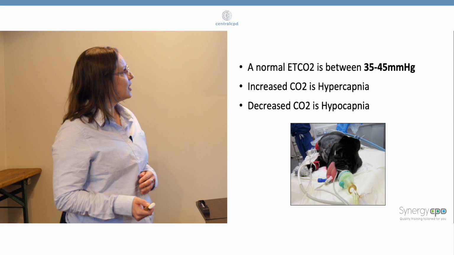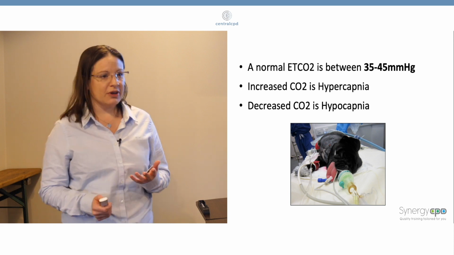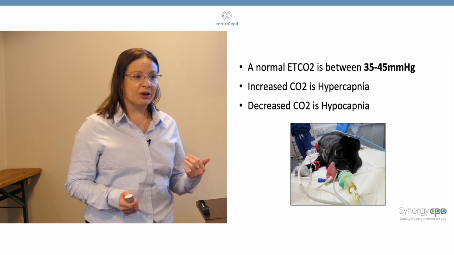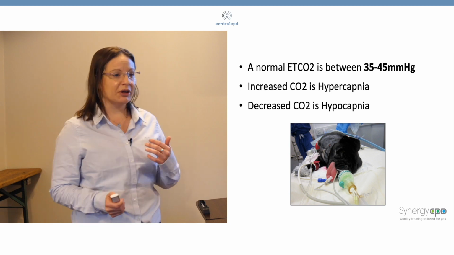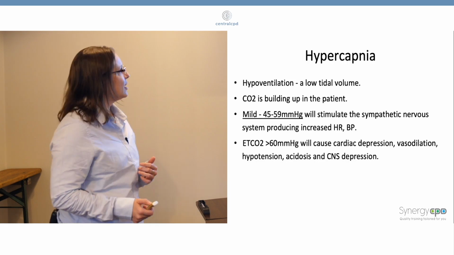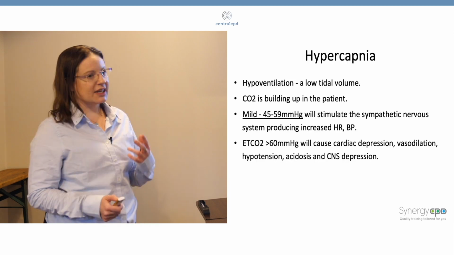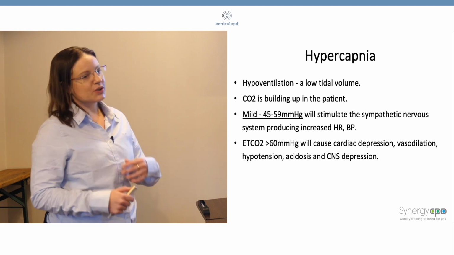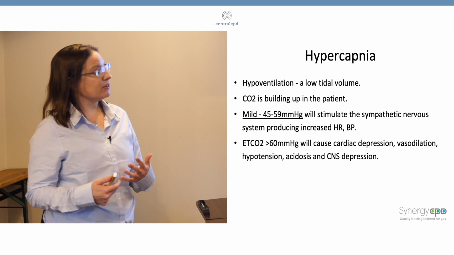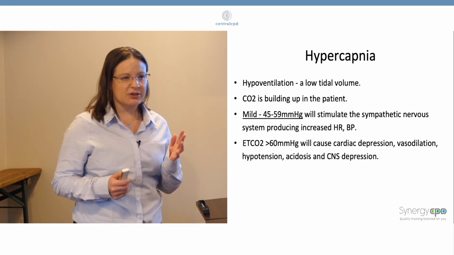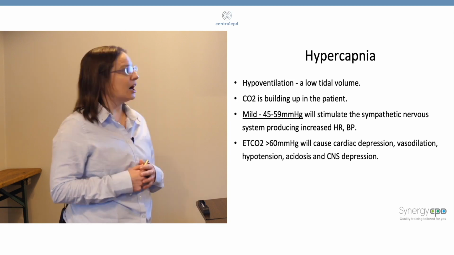Your normal CO2 should be between 35 and 45. If it's high, that's hypercapnia. If it's low, that's going to be hypocapnia. So hypercapnia, that's hypoventilation, so you're not breathing in enough. Your CO2 will build up because you're not getting rid of it. A mild rise is 45 to about 59, 60.